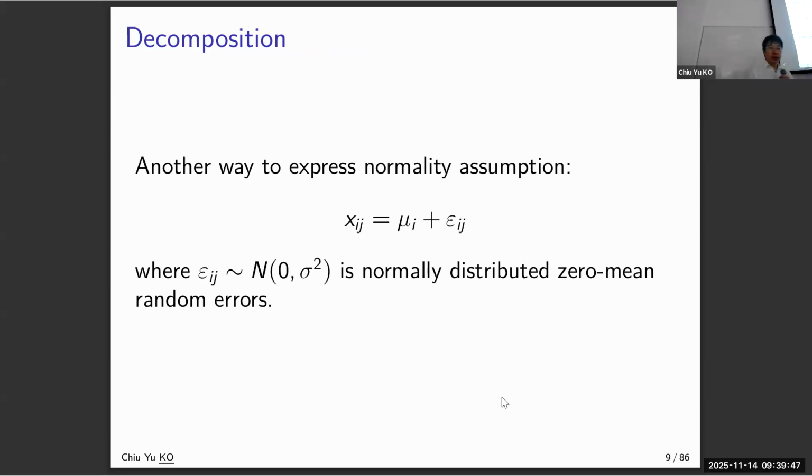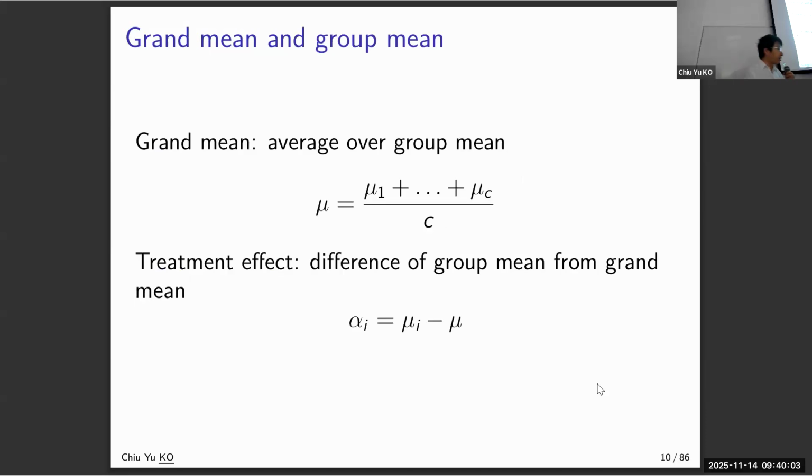So this is the model. Okay, you will see the key is to check whether each mu is the same or not. And why is it important? Because mu is the parameter, right? The mean we want to see. Okay, just to remind you of the notation, if you write the model, you can write the grand mean, the overall mean, which is the average among all the groups, and the treatment effect will be the difference between each group mean and the grand mean. Okay.